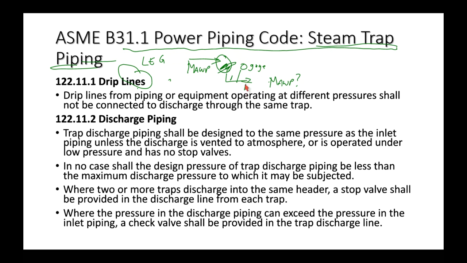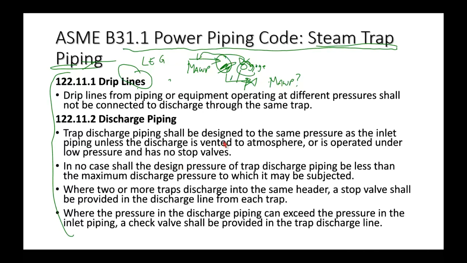But if there's any way that we can pressurize it, let's say we put a valve there, then the pressure downstream could potentially equal the pressure upstream. So once we have a valve at the outlet of the trap, then the MAWP of the discharge piping has to be equal to the MAWP of the inlet piping. Anyway, that's covered under this discharge piping bit, and you can read that over. This is actually all in your Pan Global as well.